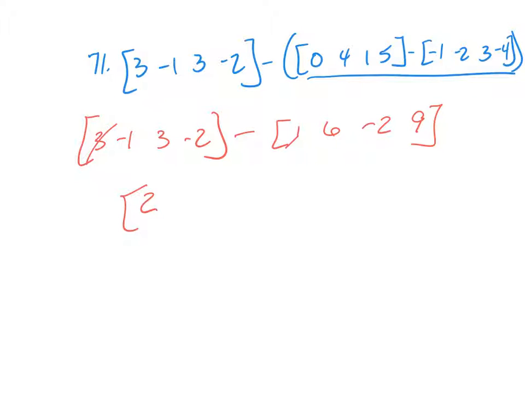-1 minus 6 is a minus 7. 3 minus -2 is a 5. And -2 minus 9 is a -11. That should be your final answer.